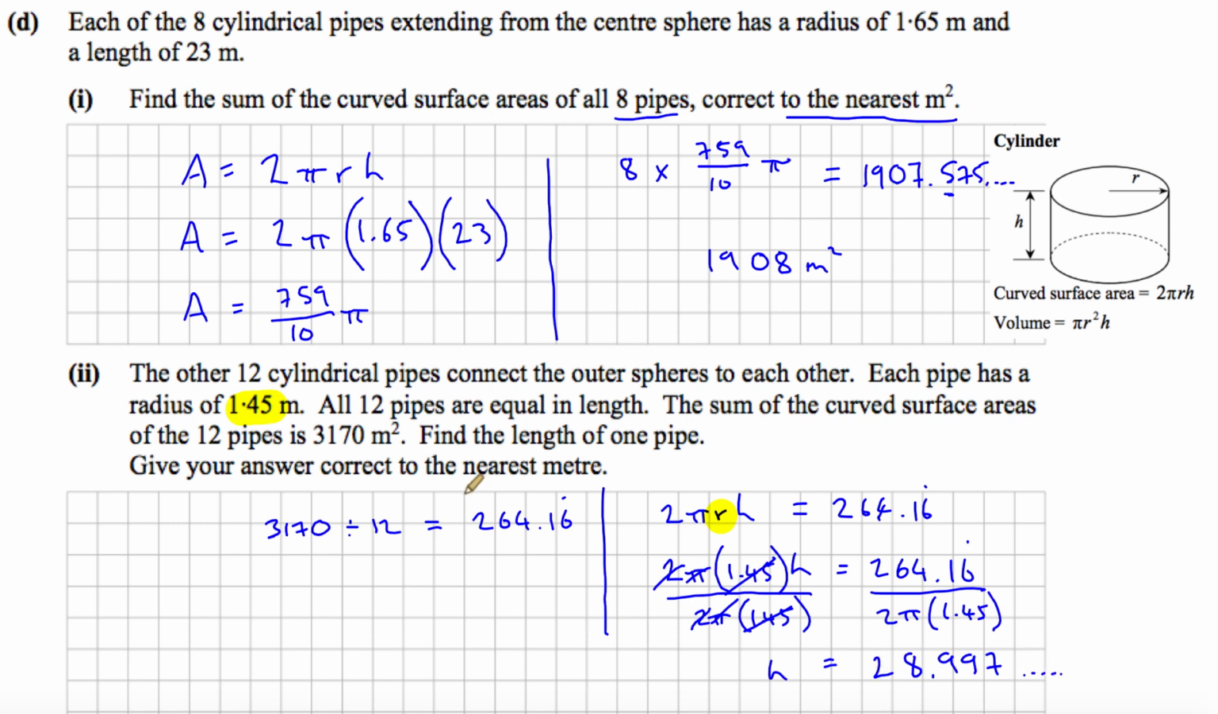But I want my answer, the length of the pipe or the height of the pipe, to the nearest meter. So if it's to the nearest meter, does this 9 affect the 8 in front? Yes, it does. So the height is 29, that's in meters.